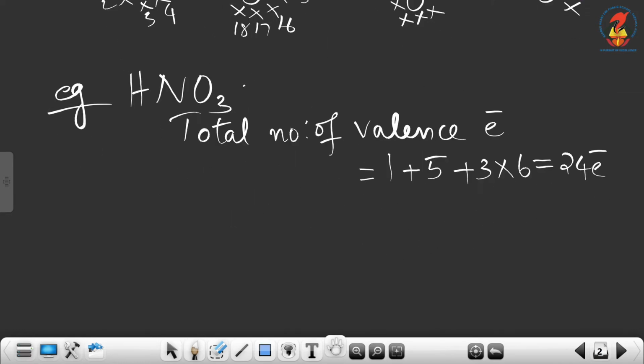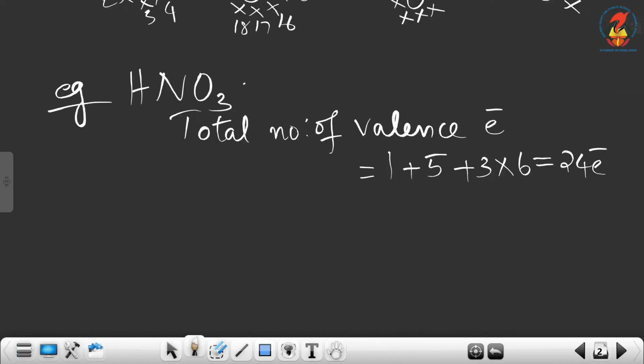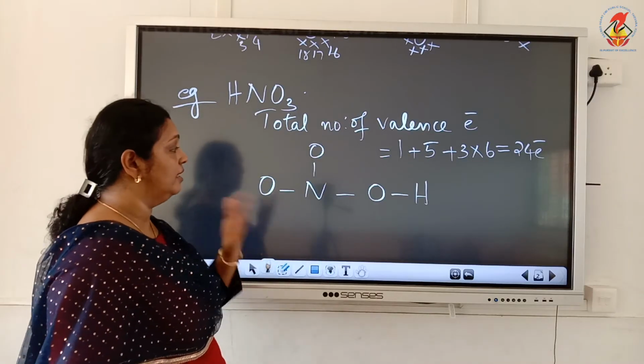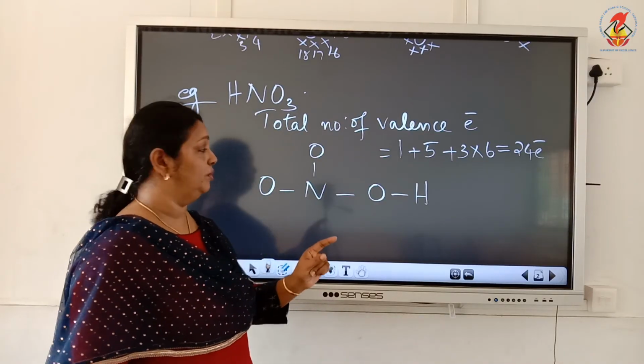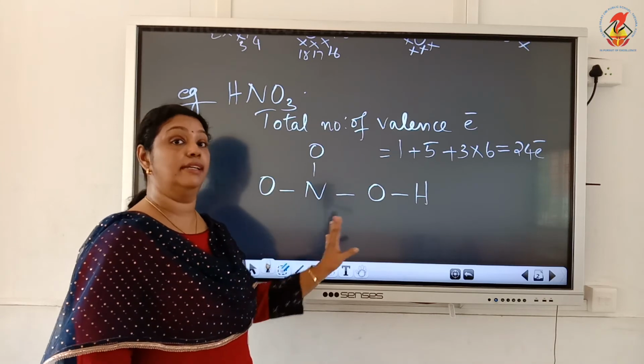Now nitric acid, the skeletal structure is, we know that nitrogen is the least electronegative element. So it will be O, N, O, O, H. Now in nitric acid there will be an OH bond. Okay, so draw and study the skeletal structure.